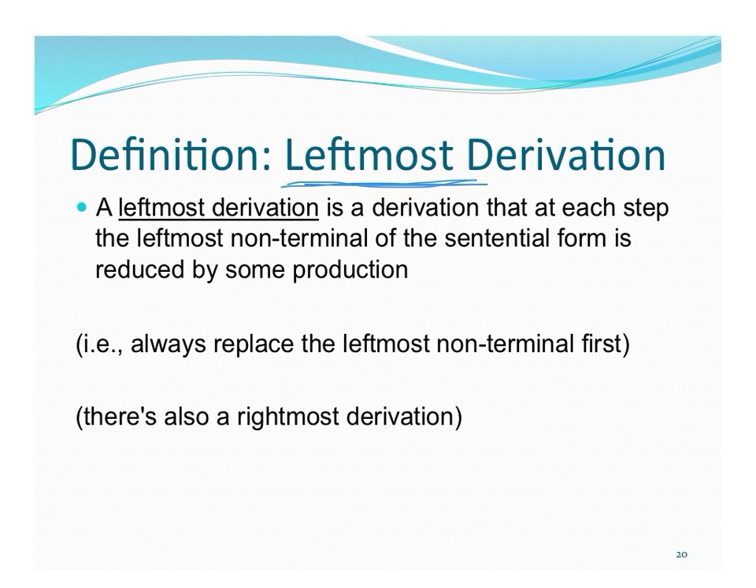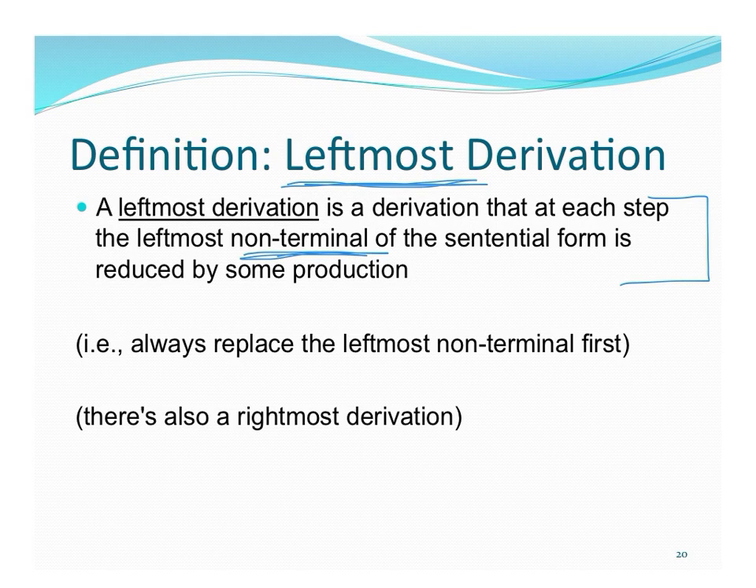So that's what I was doing when I was saying let's replace the capital A first, because the capital A was the leftmost non-terminal in our sentential form. Strictly speaking, formally, a leftmost derivation is a derivation in which at each step we reduce the leftmost non-terminal, so the first sentential form is reduced by some production.